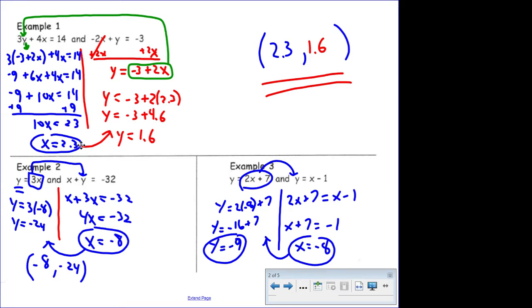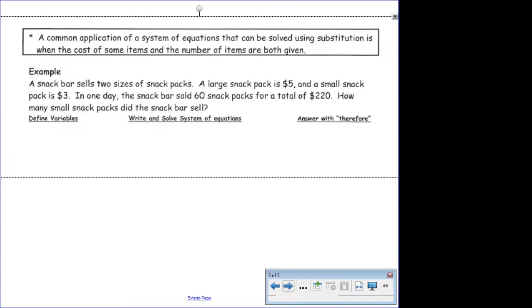Okay, let's look at a couple other things. I like this. A common application for systems of equations that can be solved using substitution is when the cost of some items and the number of items are both given. Cost and number are both given.